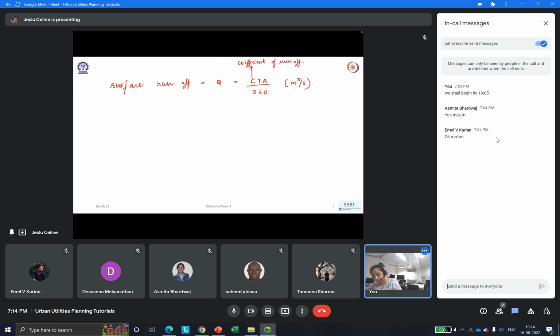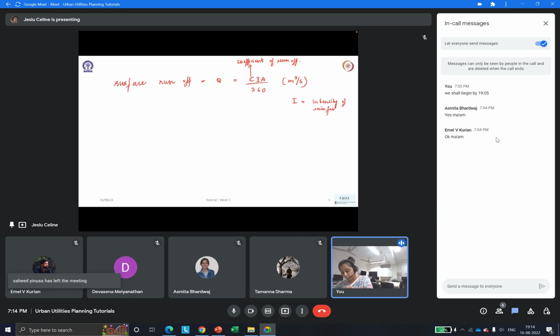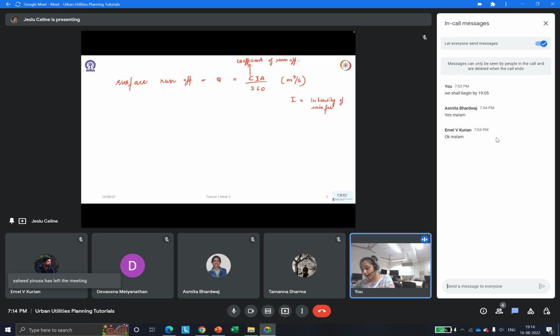Now what is I? I is basically the intensity of rainfall. And one consideration that we have to make is that I is measured in hours. The unit that you put in here should be in hours, that is intensity of rainfall in hours. And A is the area in hectares. So we have already got the site area or the area which we are considering in hectares. So this is already given in hectares, so it's not an issue.